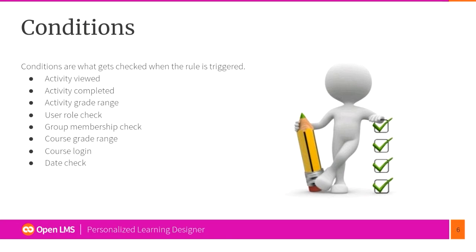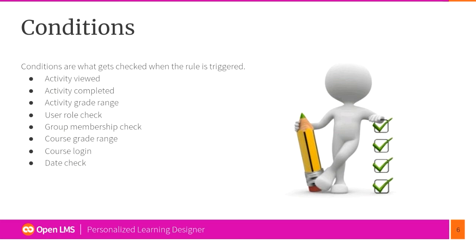User role check would check if the user who triggered the event is a member of a certain role. This might be helpful to prevent rules from triggering for certain educators. Group membership checks if the user is within a specific group. So for those of you that might use groups in a course, you might use this group membership check option.